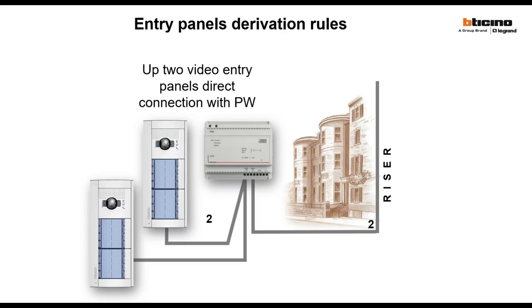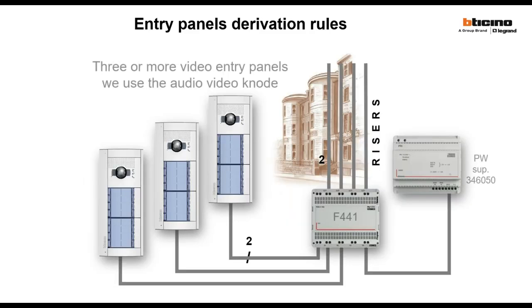If you have up to 2 entry panels, you connect in parallel to the input. If you have more than 2, we use the audio video node. With the audio video node, it could be single or multiple if you have many. You can connect up to 4 internal units to each input, and you can create 4 separate risers with a normal power supply connected.